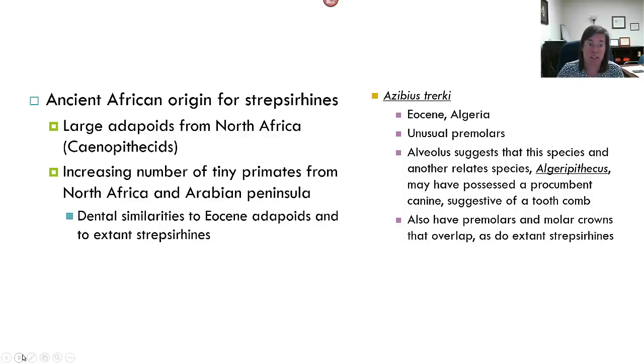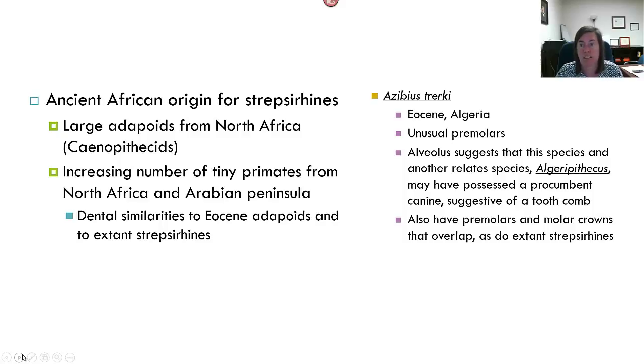We see that there are large Adapids from North Africa, such as Kanopithecids. And we're also in recent years finding an increasing number of tiny primates from North Africa and the Arabian Peninsula, and they have a number of dental similarities to Eocene Adapoids and to extant Strepsirhines. Just as an example, we have Azibius trerki from the Eocene of Algeria, Northern Africa, and it has really unusual premolars.